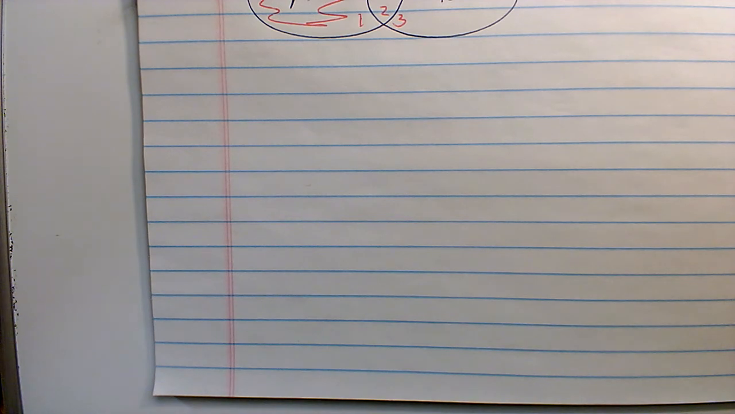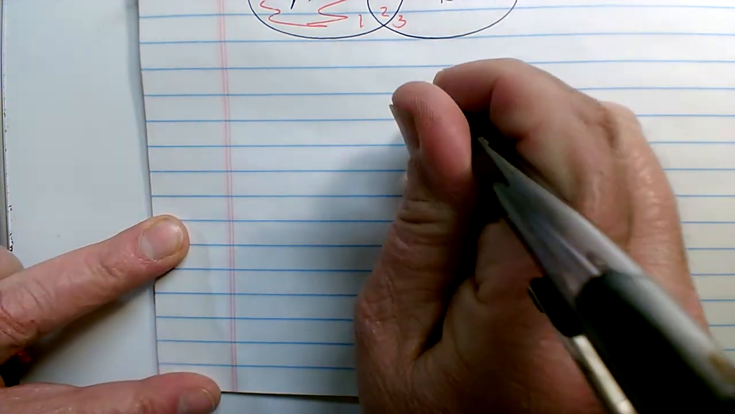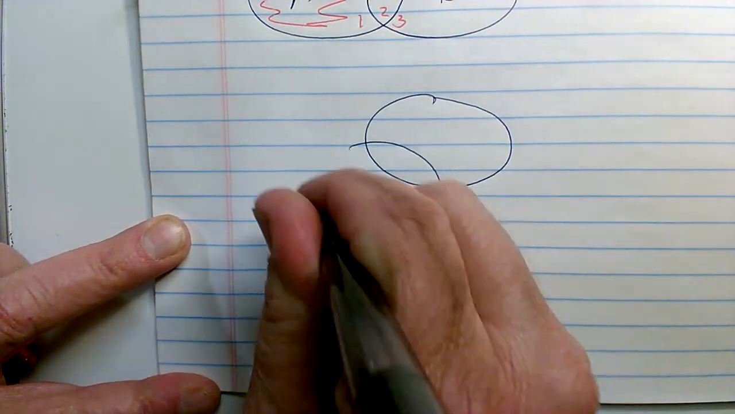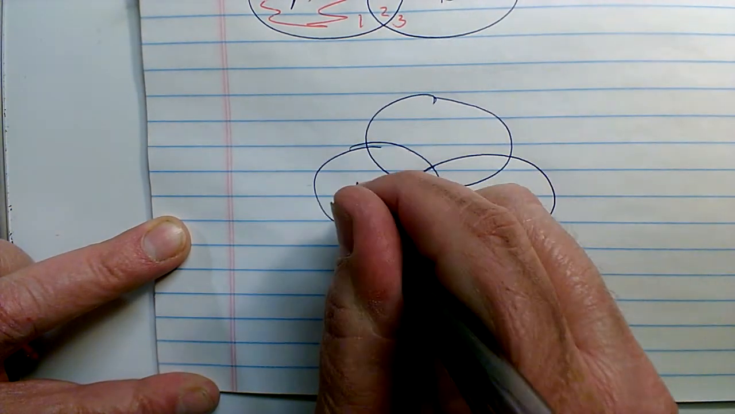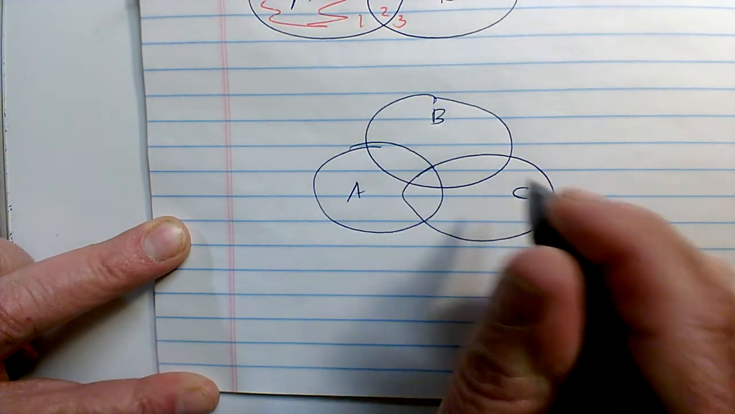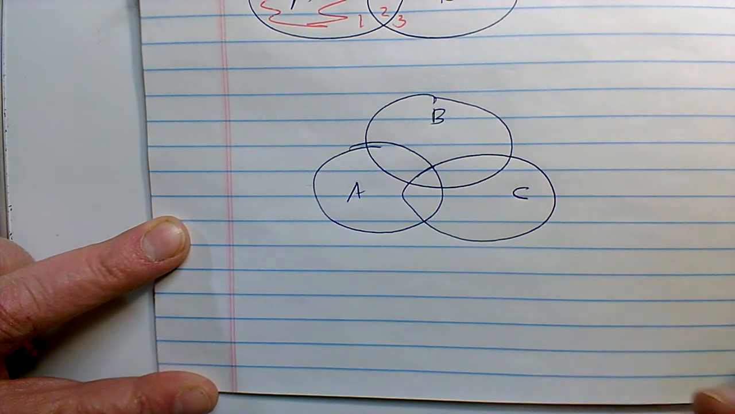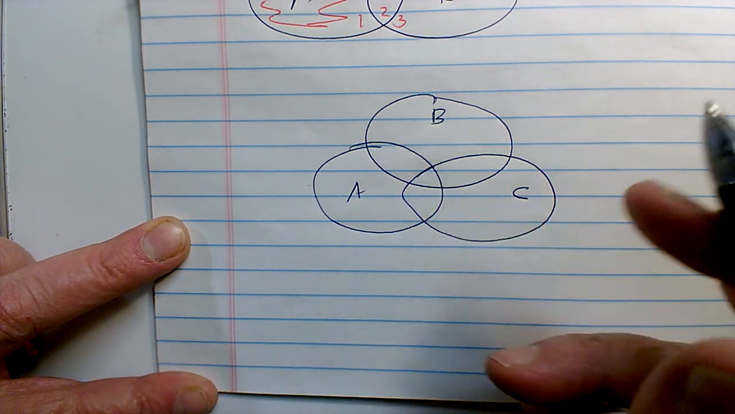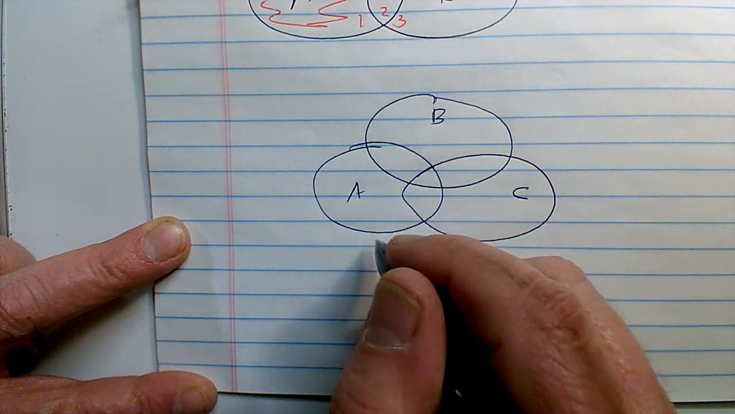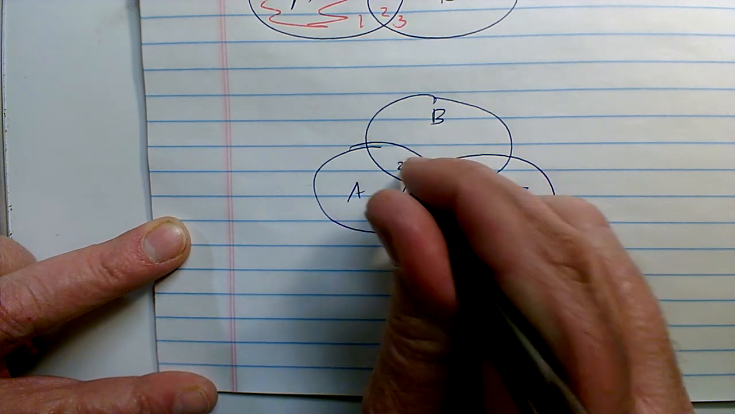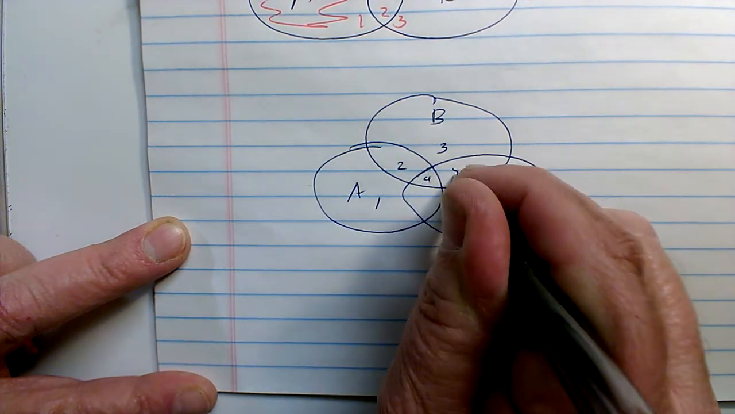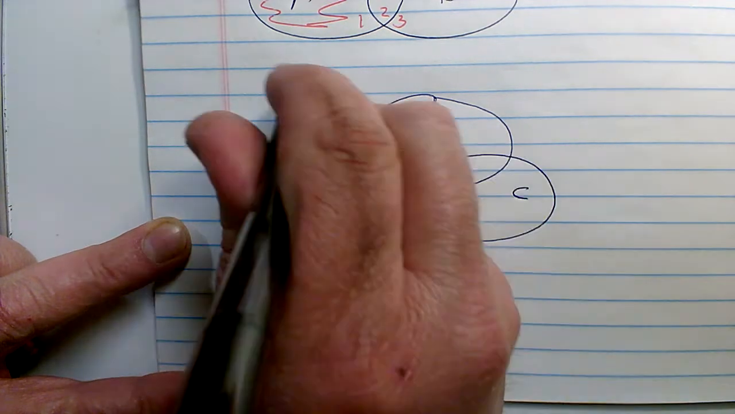Sometimes we deal with more than two sets. And the way of drawing this is to make your Venn diagram this way. A, B, and C. It doesn't really matter how you label them, but you draw this kind of a pretzel shape. If you wanted to put an element in each one of these areas, we could do that. 1, 2, 3, 4, 5, 6, 7 areas.